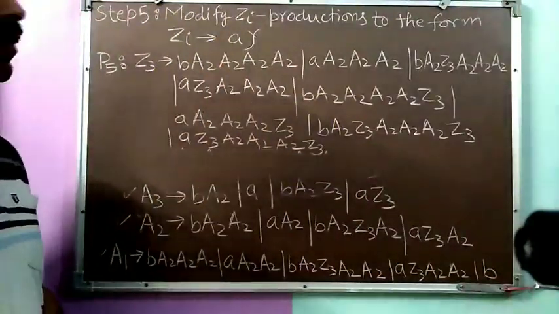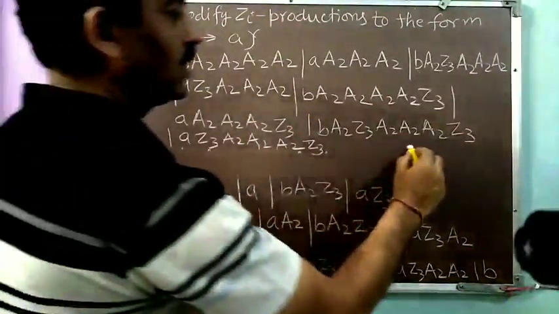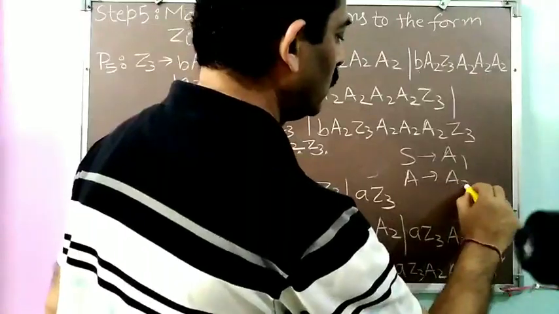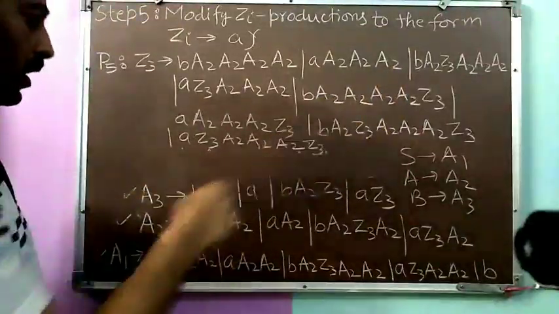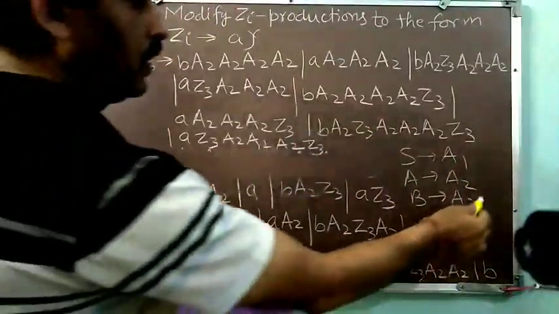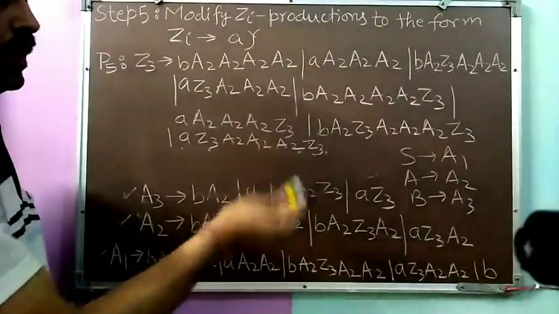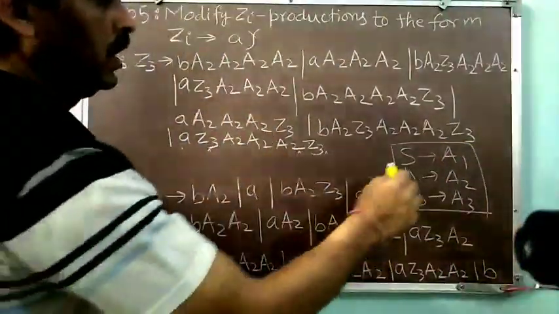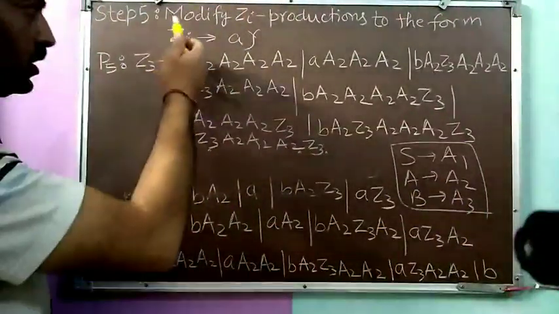Now at this point, if we wish, we can rename these variables back, as we had renamed S as A1, A as A2 and B as A3. Wherever we find A1, we can replace it by S. Wherever we find A2, we can replace it by A. Wherever we find A3, we can replace it by B. And Z3 will remain as it is. In this manner, we can convert it back, but it is not a required step. If we wish, we can do it; if we do not wish, we will not perform this step, because the names of variables don't matter. The set of productions matters.